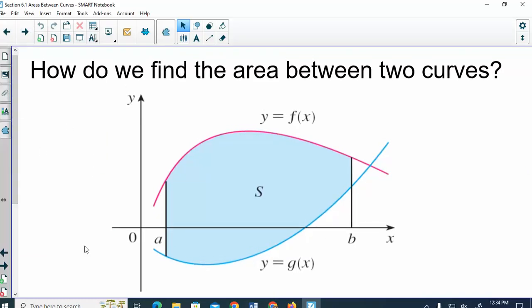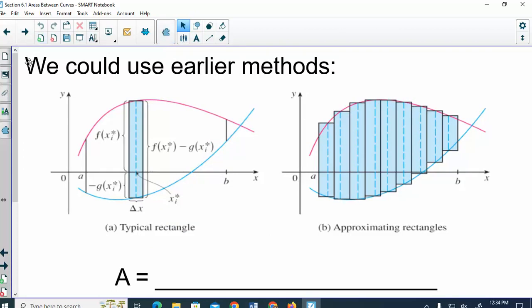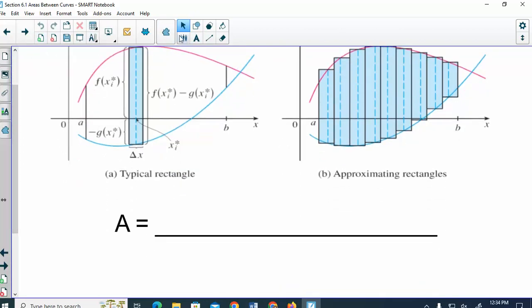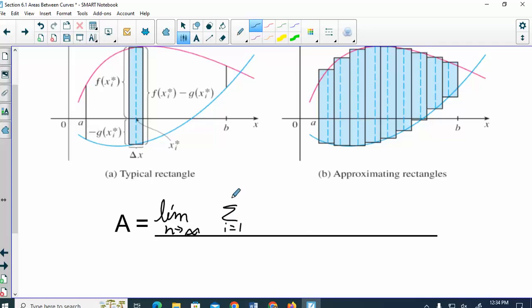So this section, we're going to do something a little bit different. We're not going to find the area between a curve and the x-axis. We are finding the area between two separate curves, two separate functions. The idea is kind of the same. So we could break these into rectangles and add up all of those, and we know that then to get the actual area, we need the limit as the number of rectangles goes to infinity of the sum from 1 to n.